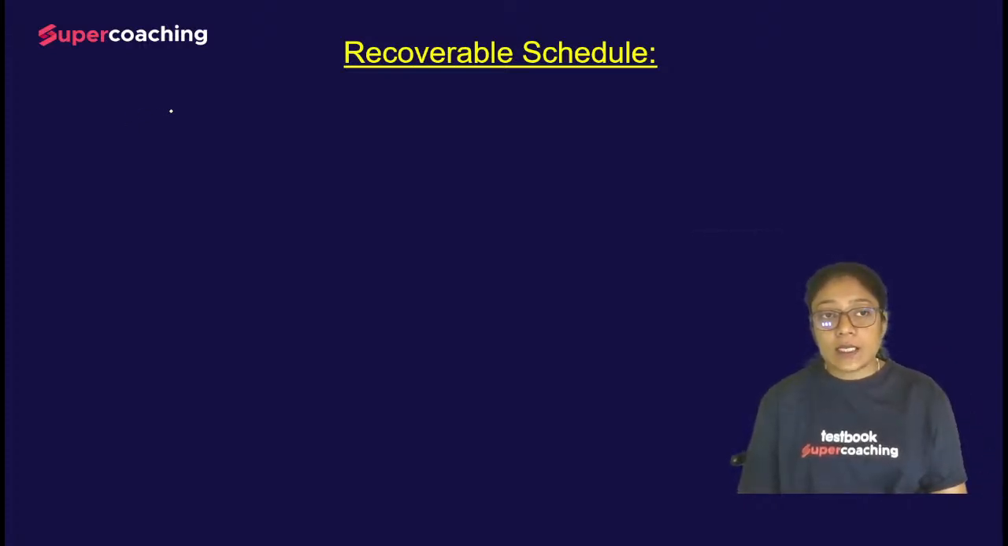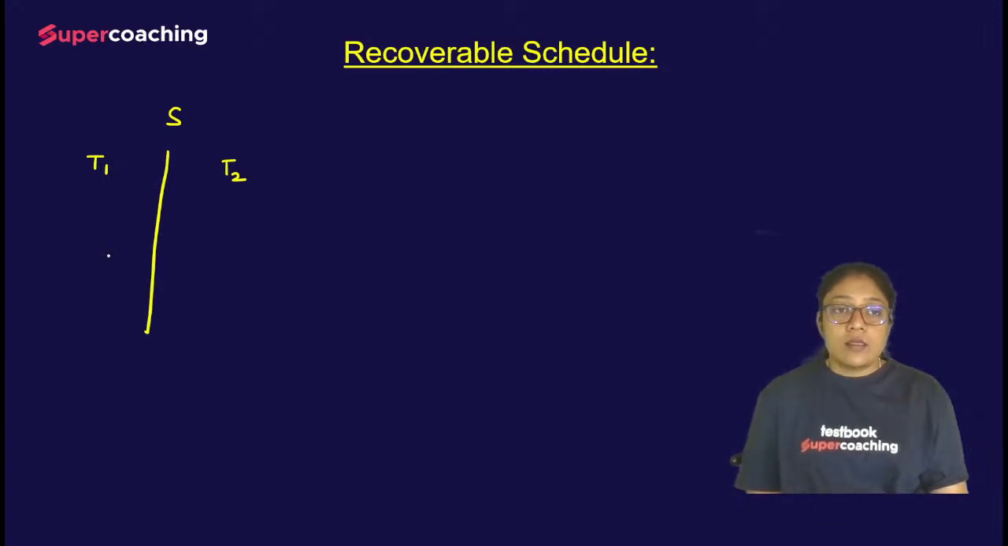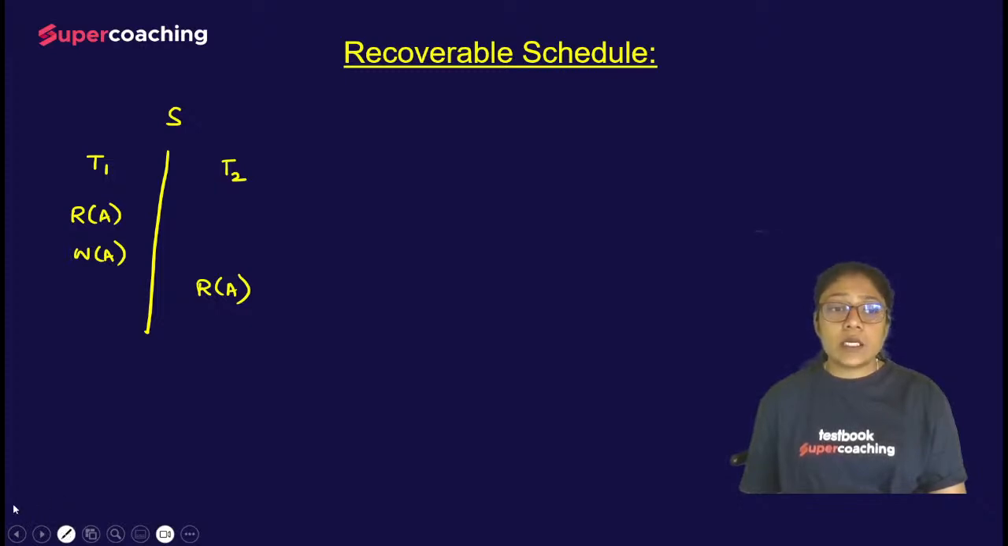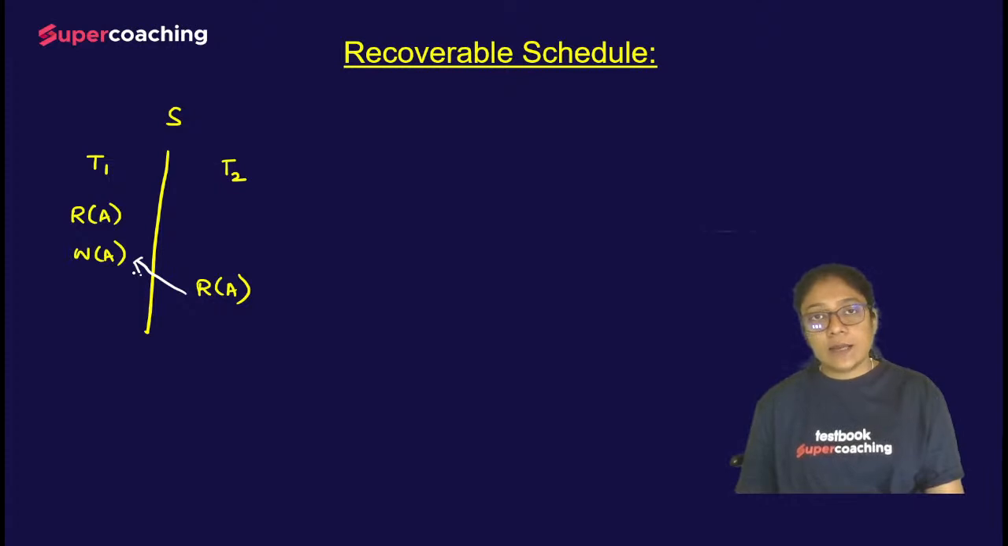What I'm saying is, if there is a schedule S with two transactions T1 and T2, T1 is performing a read operation on data item A and a write operation on data item A, and T2 is performing the read operation. Here T2 is dependent on T1 because the value T2 reads is written by transaction T1. Same scenario.